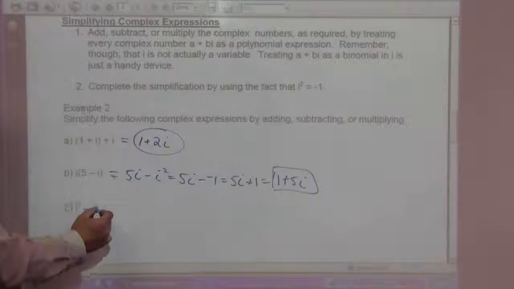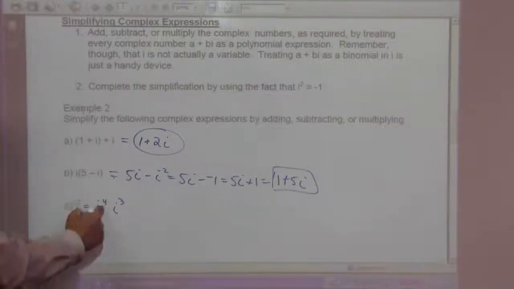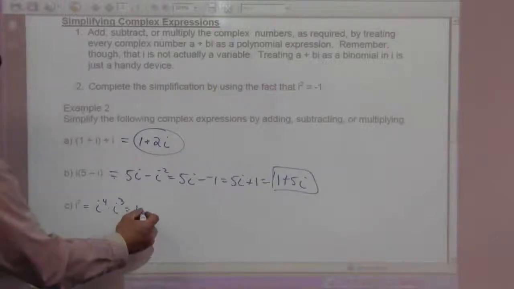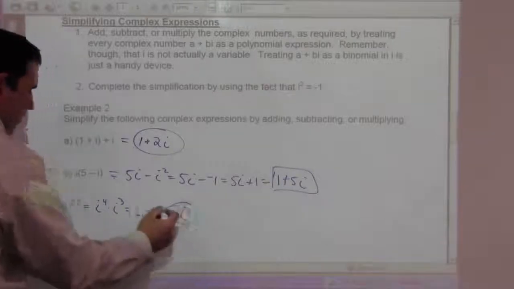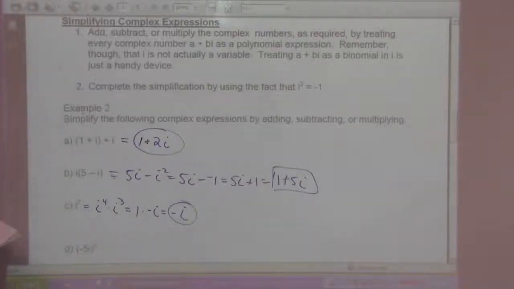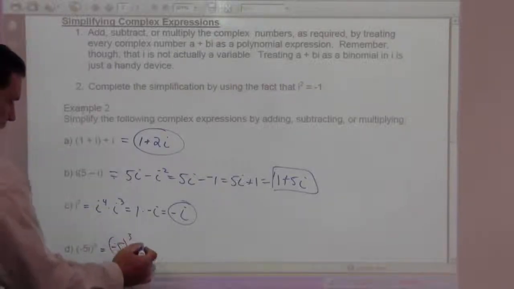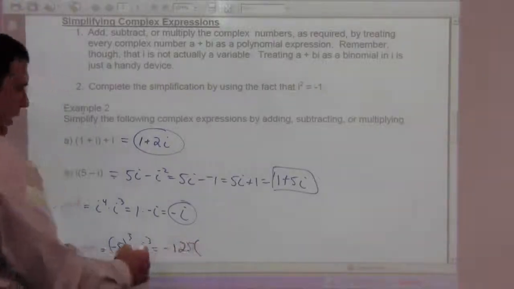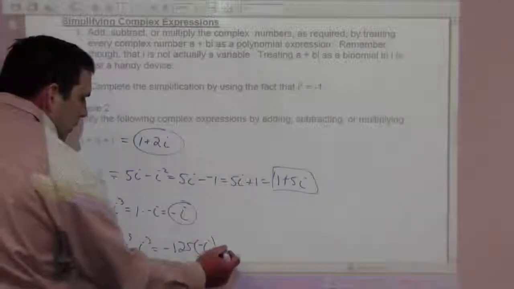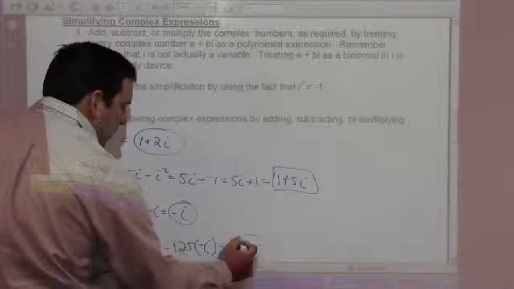i to the 7th is going to be i to the 4th times i to the 3rd power. We know i to the 4th is going to be 1. i to the 3rd power is negative i, so we get negative i out of this. Negative of 5i cubed, that's going to be negative 5 cubed times i cubed. That's negative 125, and then i cubed is negative i. Negative times negative is a positive, so it's 125i.